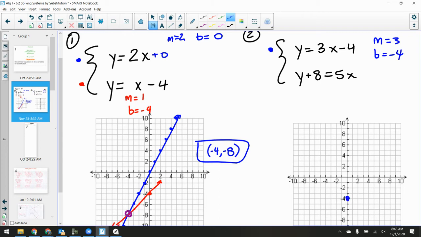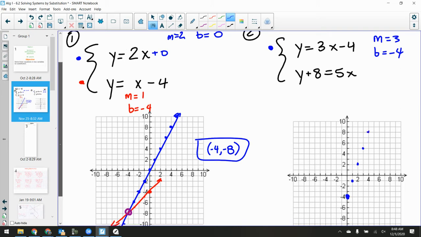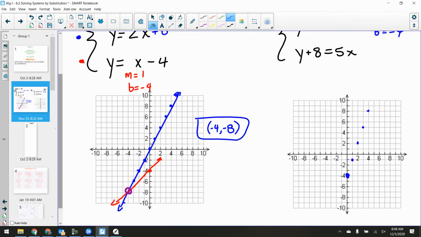Remember, again, guys, I'm still having so many people put the y-intercept on the x-axis. Please, people. The y-intercept goes on the vertical axis. So -4 is my b value, and then the slope is 3. Rise 3, run 1. And again, make a lot of dots. You don't know where the other line is going to end up. Down 3, left 1. And then there's my line.